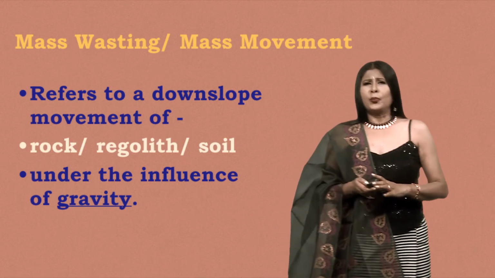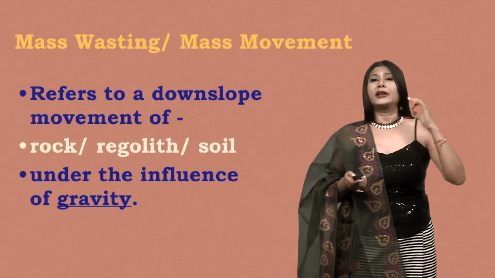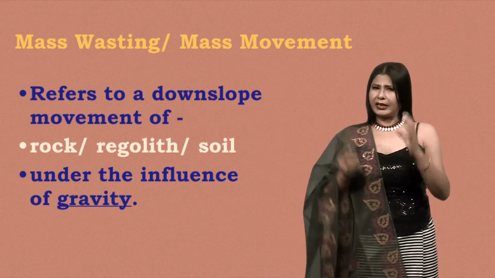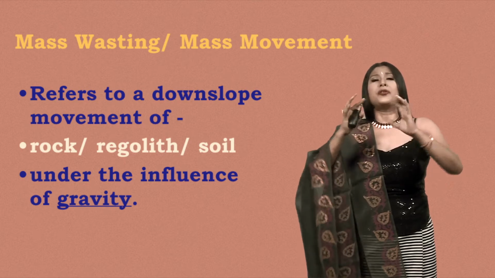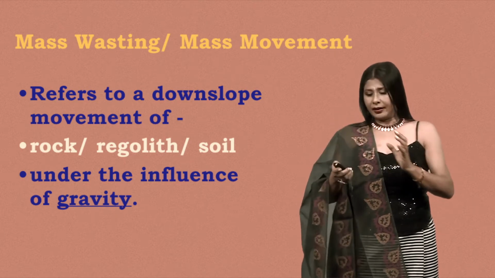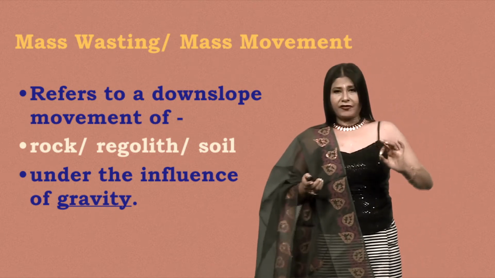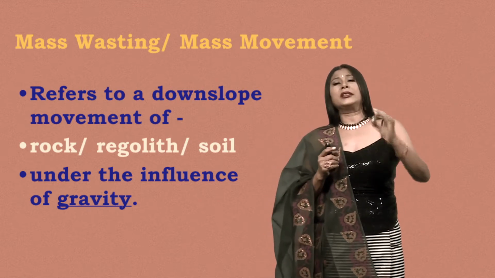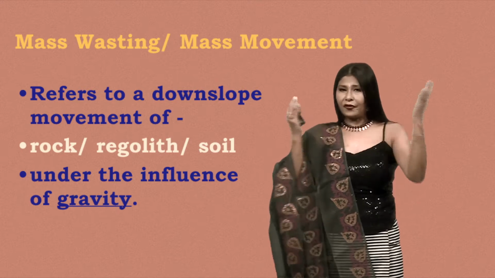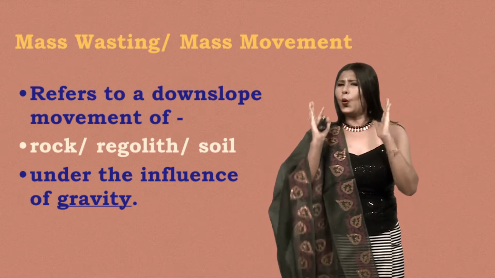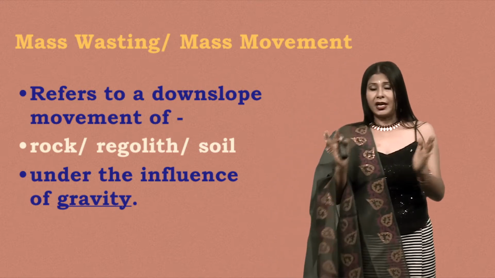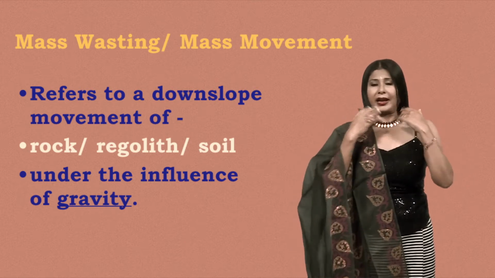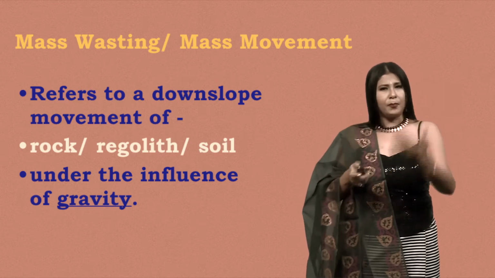So, mass movement or mass wasting refers to the downslope movement of rock, regolith or soil. It can be rock, broken rock, or soil under the influence of gravity. This is very important. It is the downslope movement of any material, of any size, but only under the influence of gravity, not by wind, not by rain, not by anything else. No push factor is there; it is only pulled by gravity.